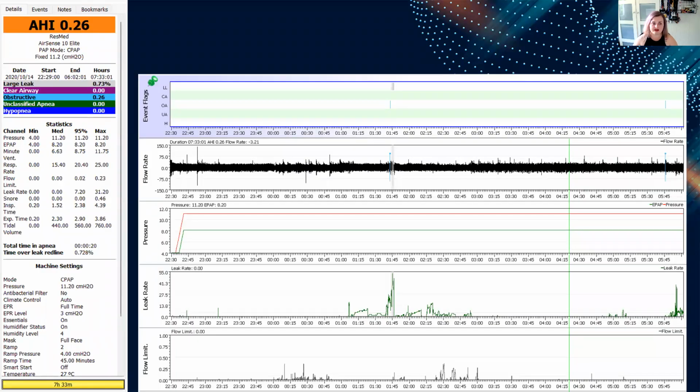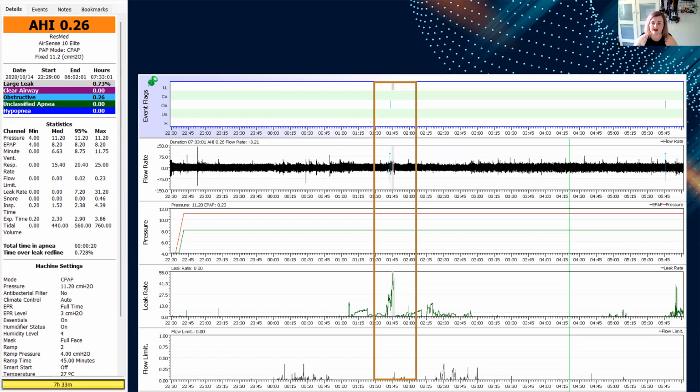Now, if you look at this on the left-hand side, we see an AHI index of 0.26. We see more about the kind of events that were suffered. We see statistics and we see the machine settings. Now, on the right-hand side, these are visualized in a graph. But at this point, it doesn't make quite a lot of sense, but you can actually correlate data.